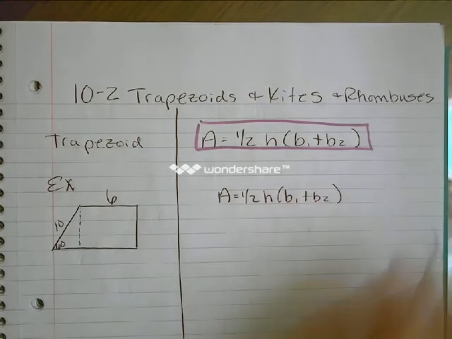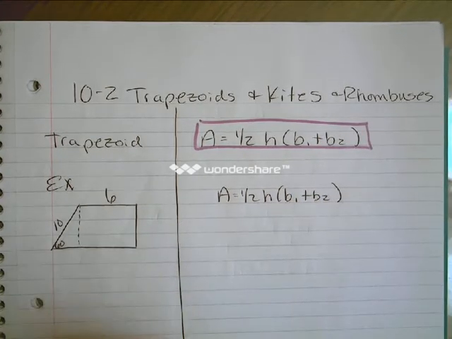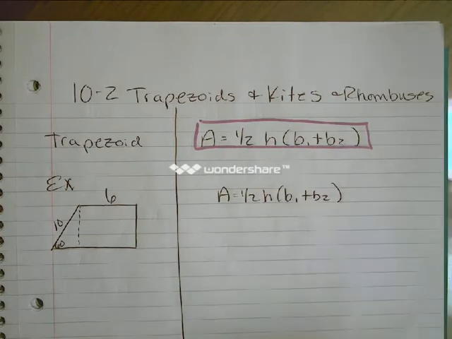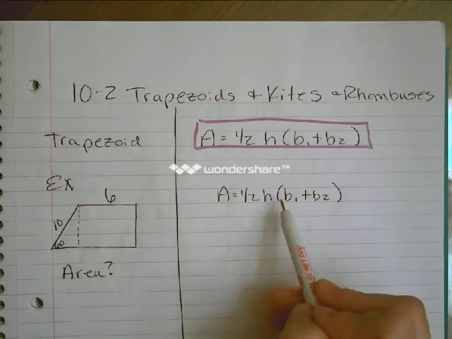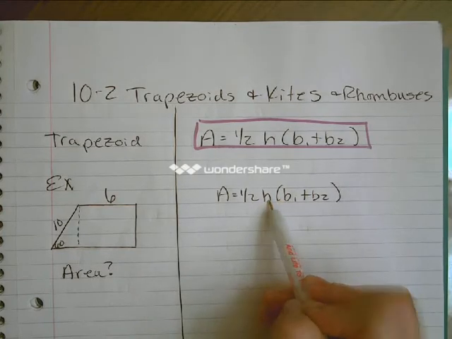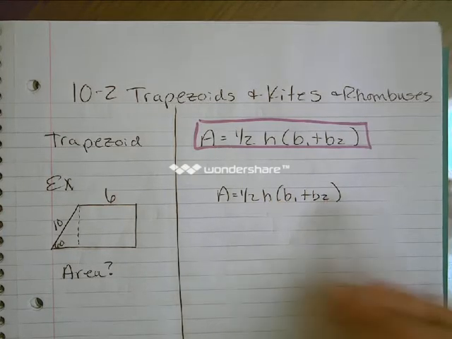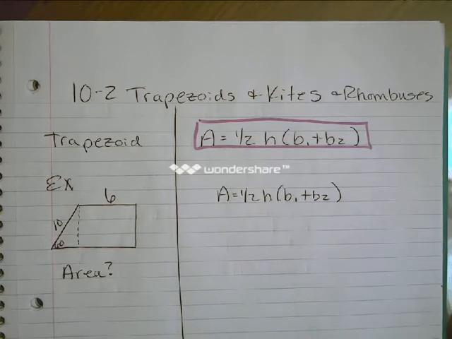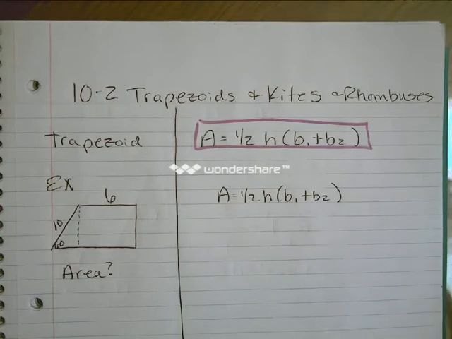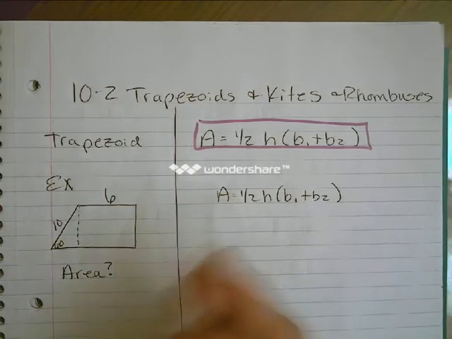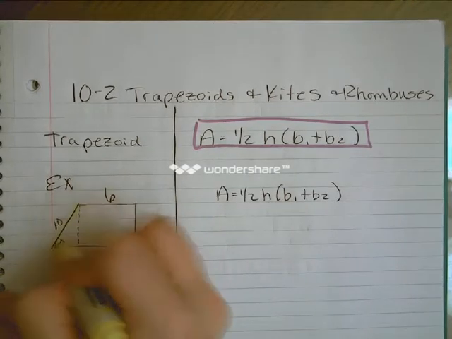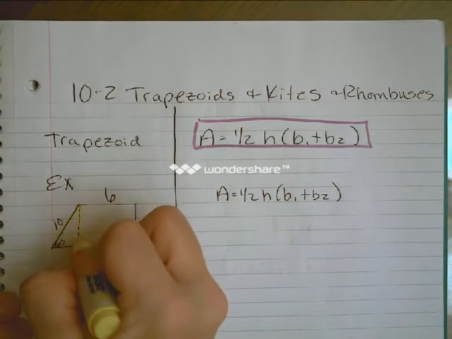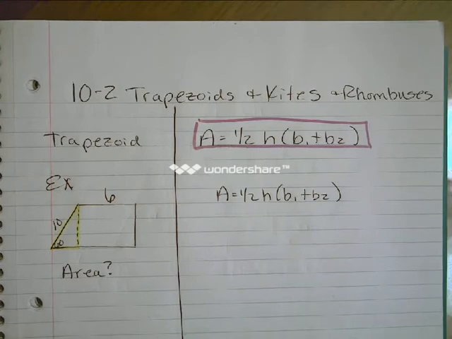Alright, what information do we have? We do not have our height, and we only have one of our bases. So we're missing two pieces of information here that we have to find. Remember, our options are Pythagorean theorem, special right triangles, and trig. Okay, I notice a right triangle here. And I notice this is a rectangle.